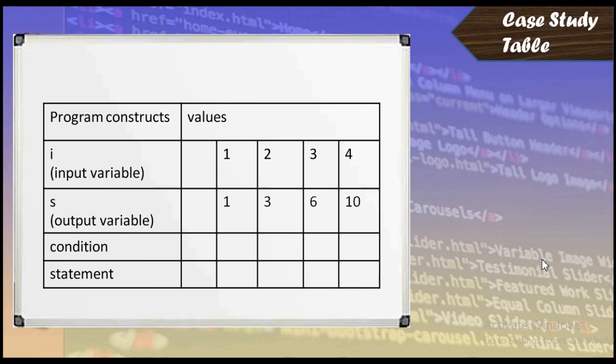Second row is for the values of output variable s, which in this case is: if i equal to 1, then s equal to 1; if i equal to 2, then s equal to 1 plus 2 equal to 3; if i equal to 3, then s equal to 1 plus 2 plus 3 equal to 6, like that. If i equal to 4, then s equal to 10. So these values of s will be put in the row of s for the respective values of i.